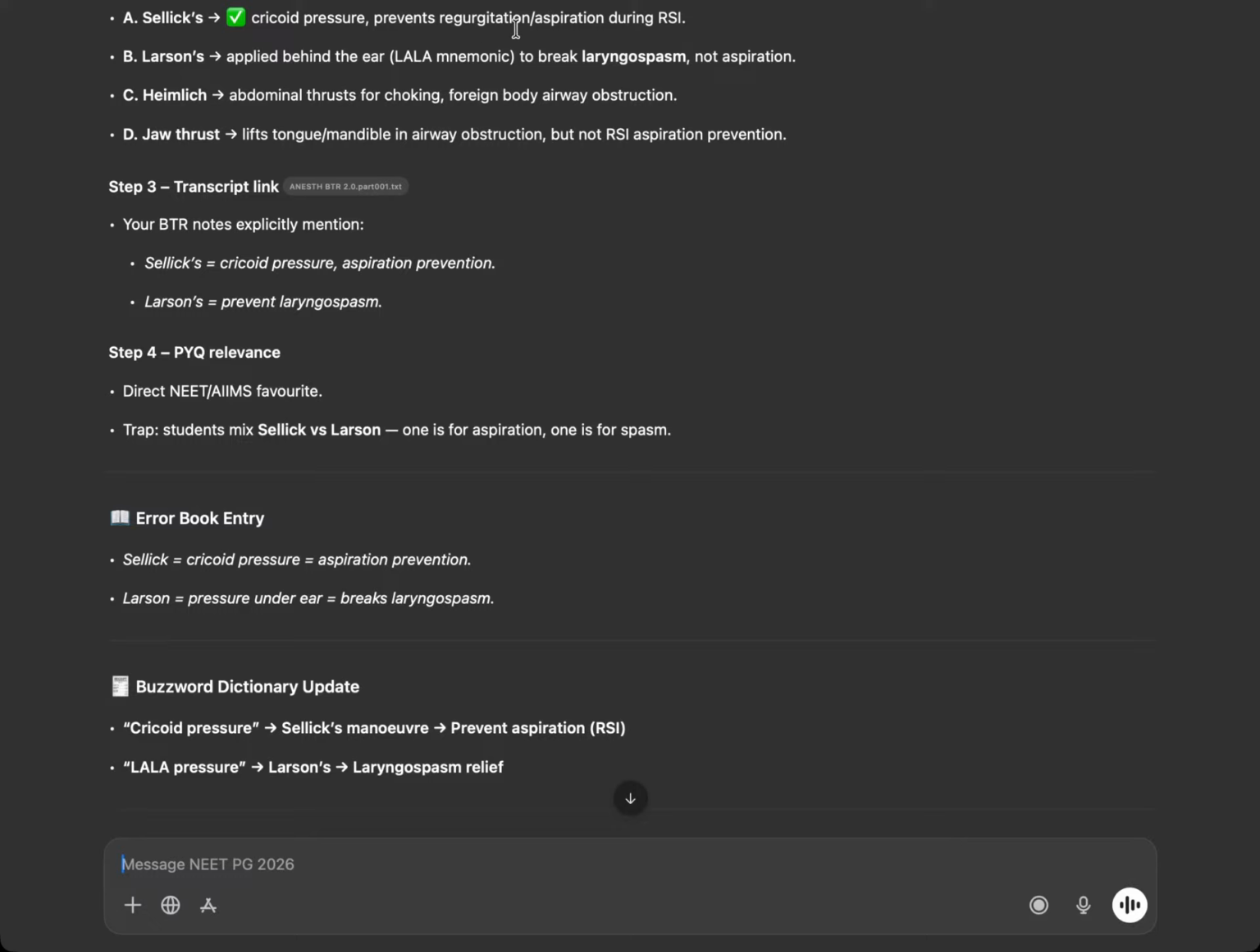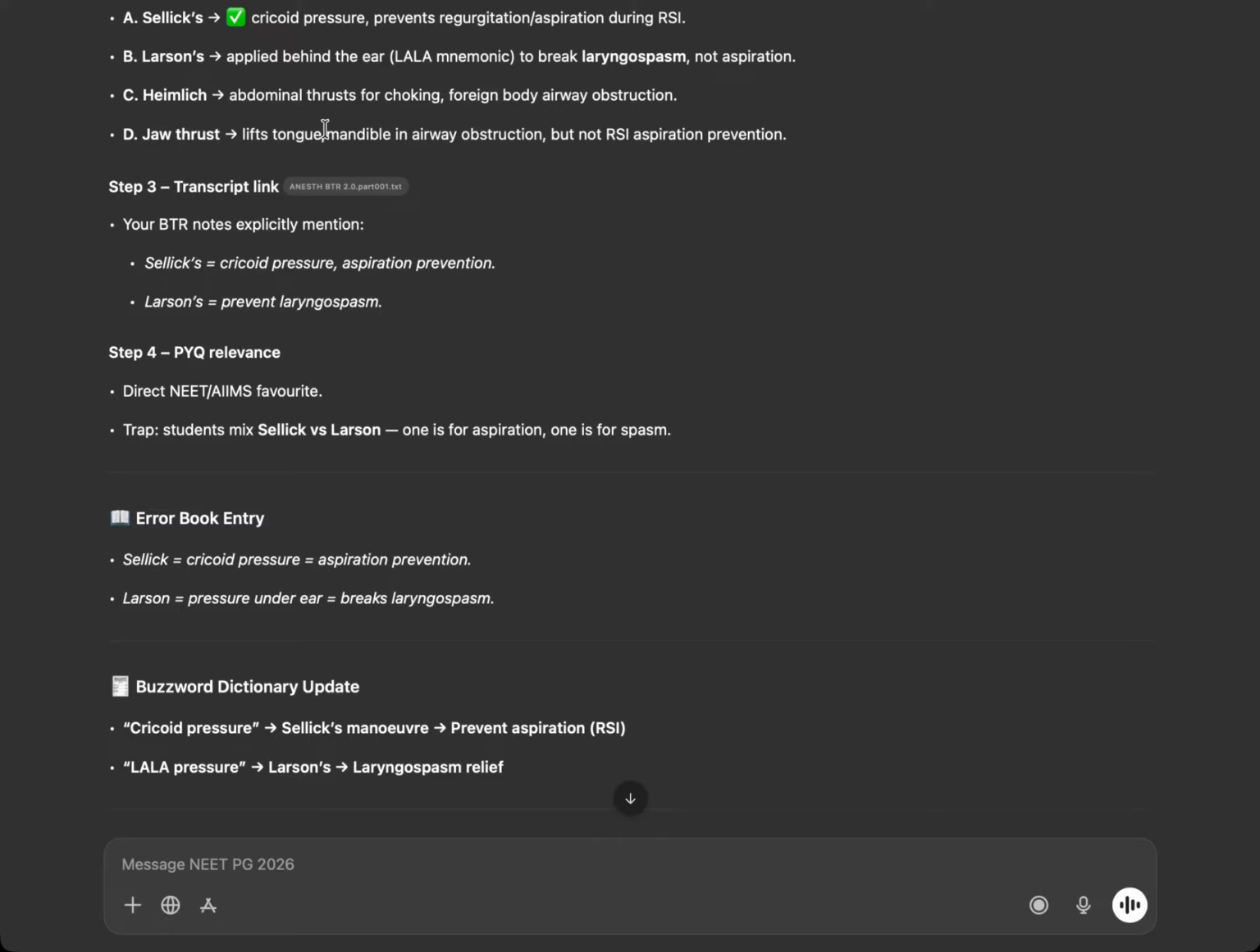Celix, cricoid pressure prevents regurgitation and aspiration during RSI. Larson's maneuver is applied behind the ear to break laryngospasm, not aspiration. Next, Heimlich, abdominal thrust for choking, foreign body. Jaw thrust lifts tongue and mandible in airway obstruction, but not RSI aspiration.